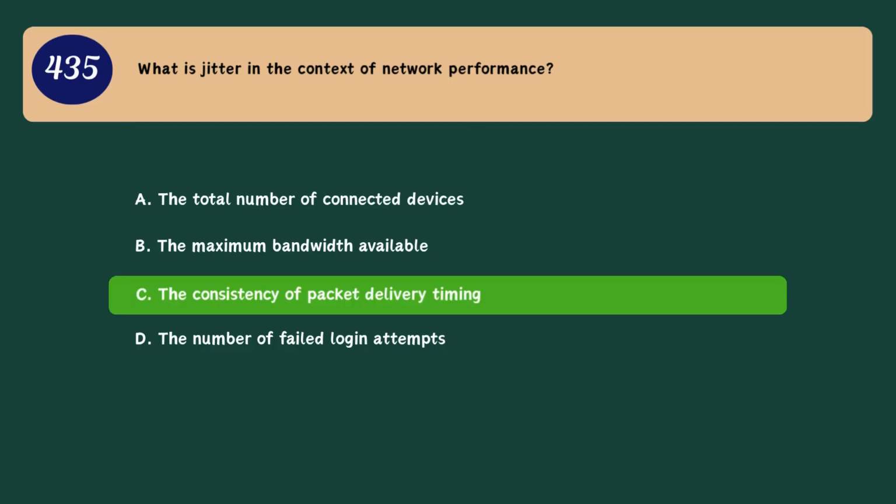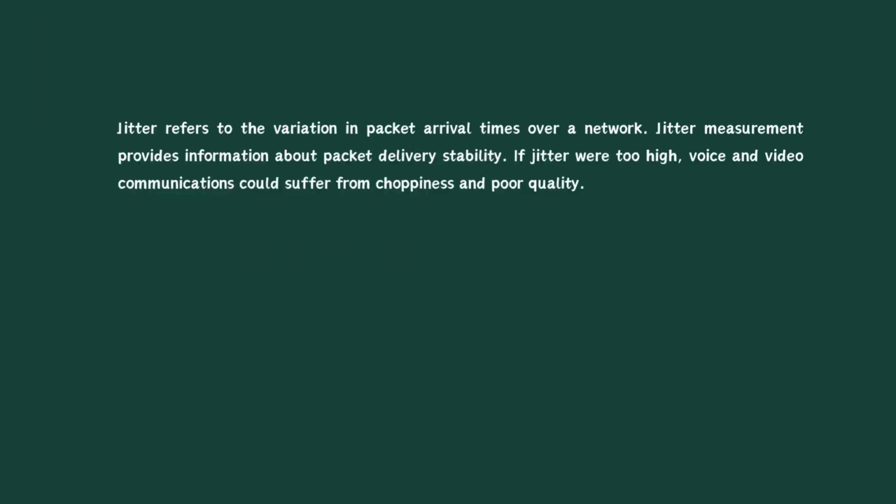Correct answer. C. The consistency of packet delivery timing. Jitter refers to the variation in packet arrival times over a network. Jitter measurement provides information about packet delivery stability. If jitter were too high, voice and video communications could suffer from choppiness and poor quality.